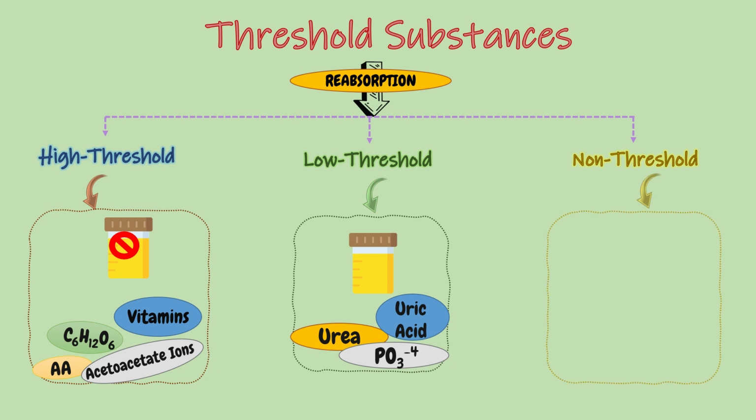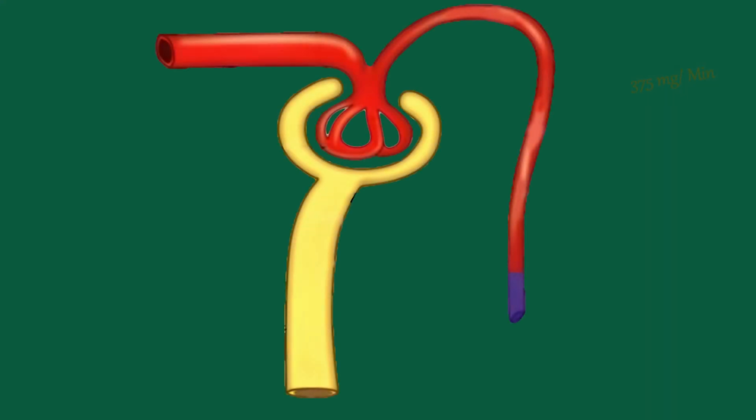Third are the non-threshold substances. Non-threshold substances are those substances which are not at all reabsorbed and are excreted in urine irrespective of their plasma level. The metabolic end products, such as creatinine, are the non-threshold substances. Now, let's discuss the transport maximum or TM value.